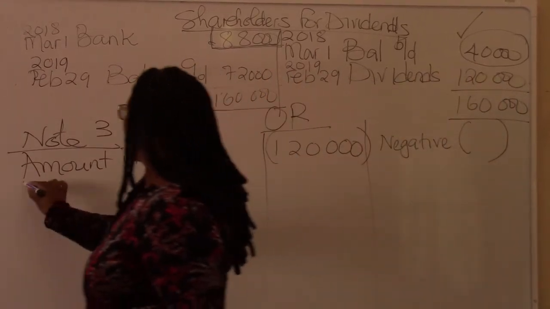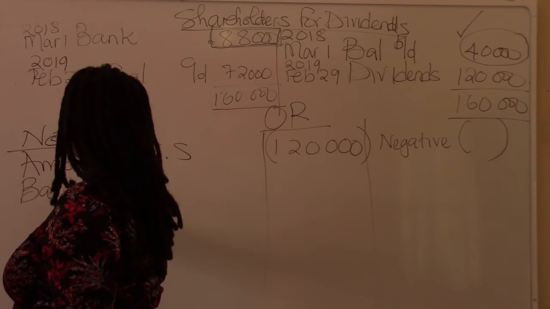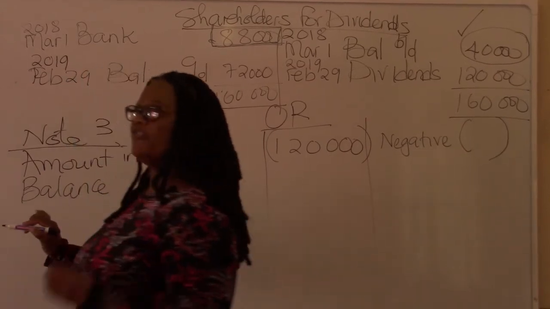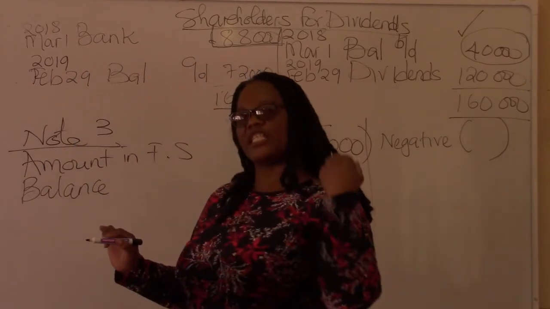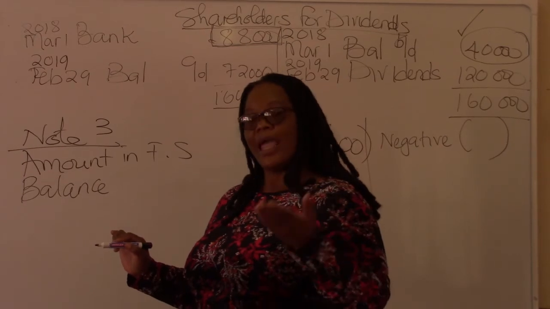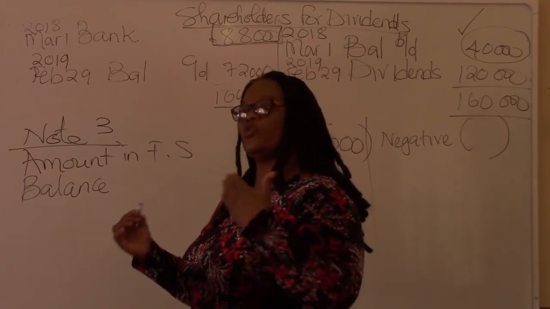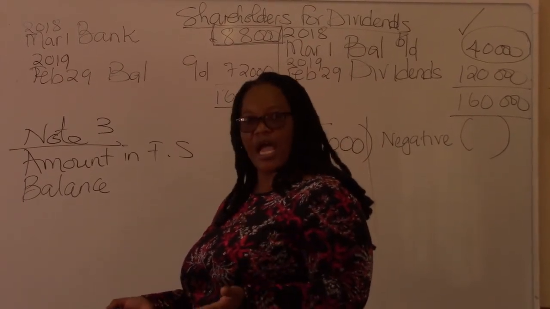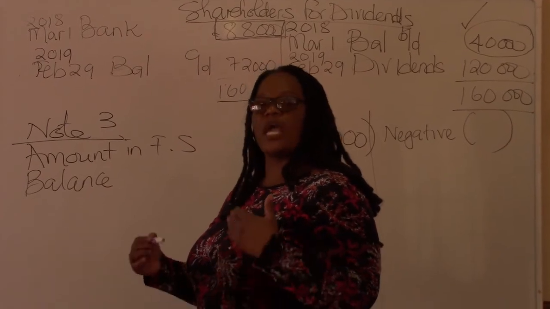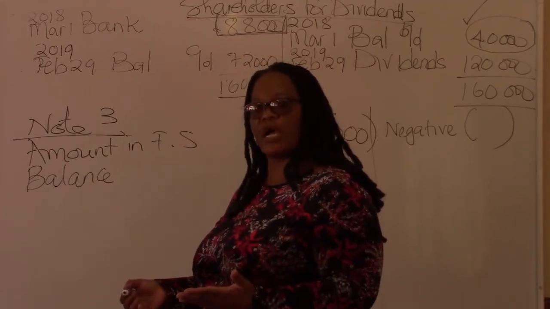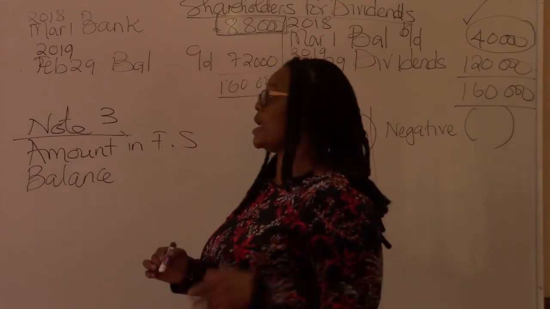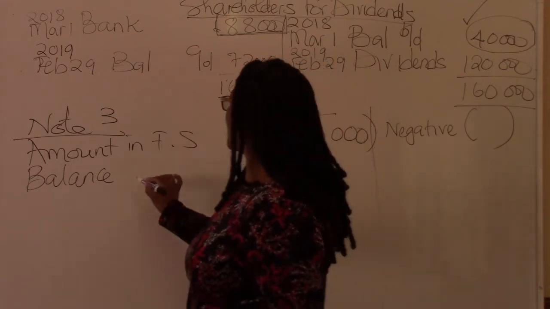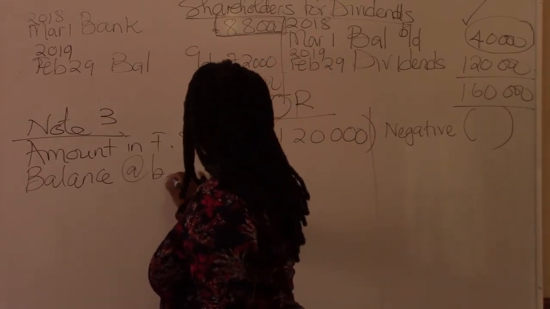Then we go on, we look at dividends at the beginning of the year. Those dividends that were declared the previous year and never paid, they are going to be paid during this accounting period. So if they are going to be paid during this accounting period, it is going to be an outflow. So we are saying balance at beginning.